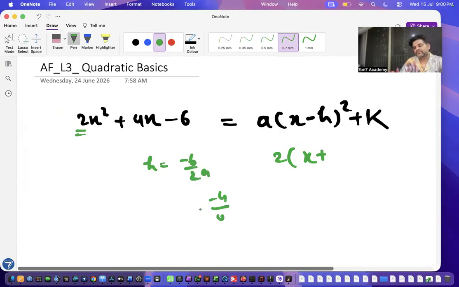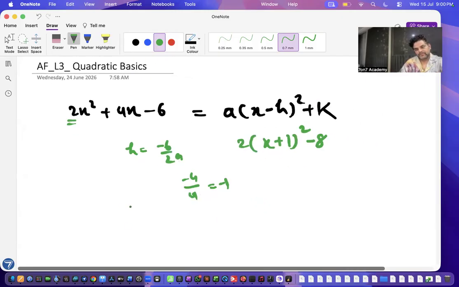Isn't h equal to minus b upon 2a? h is the x coordinate of the vertex. But then you write it negative. You never write the positive. So what did you get h as? You got minus 1. If you write minus 1, it becomes plus 1. Then to get k, you put this h into the original equation. Put minus 1 here, and what y value do you get? You get minus 8. This is your completing square form.